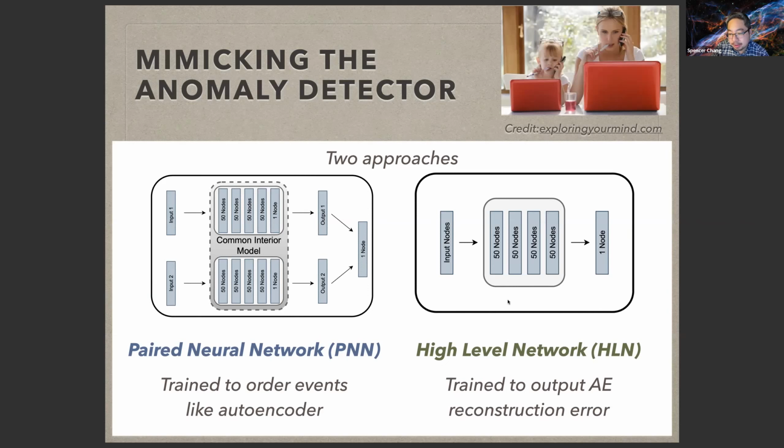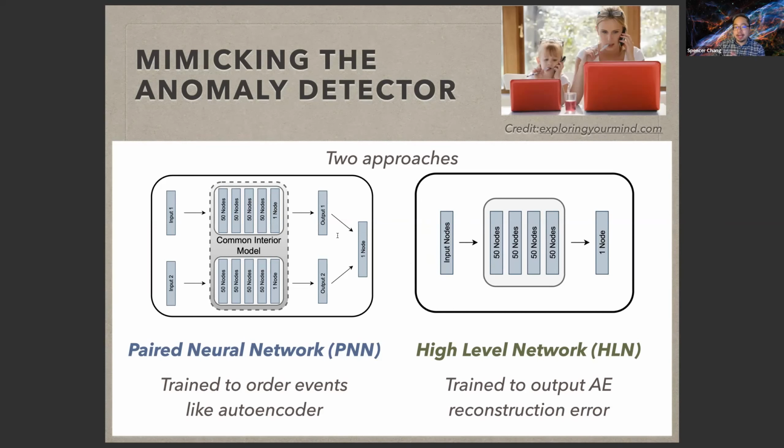Then we have another approach where we just have a deep neural network take one event and try to output the autoencoder's reconstruction error. The truth value here is actually the log, because it seemed to be easier to do. We try to match the log of the autoencoder's reconstruction error for that event. So they're just two approaches.